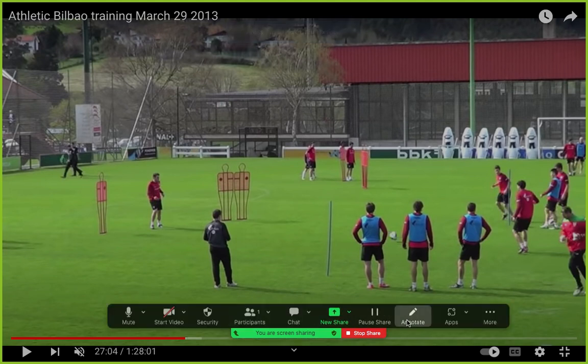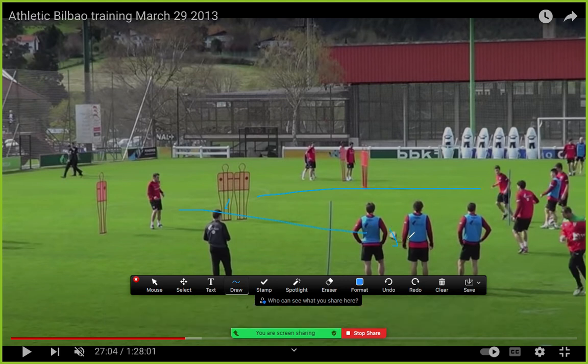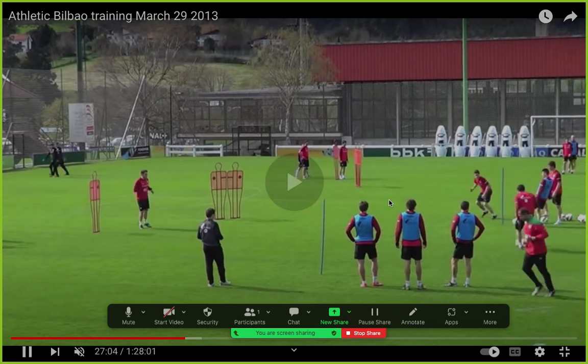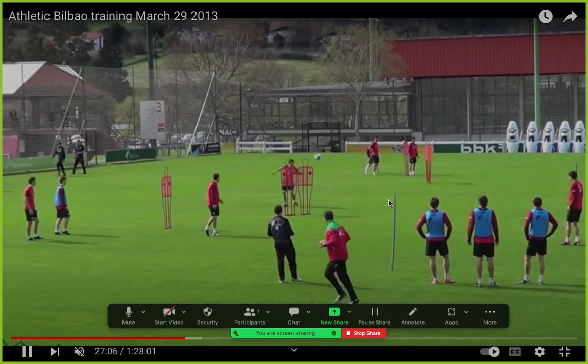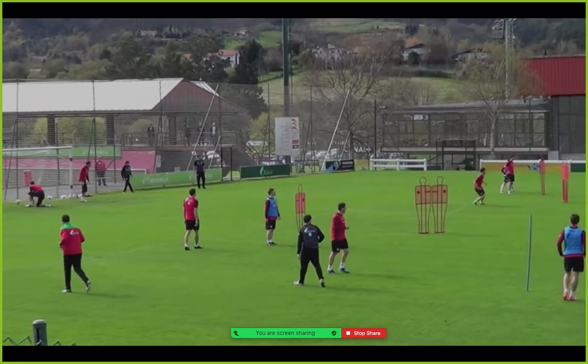Basically, what happens is this player plays to this player, and then this player lays it off to this player, who then plays this player into the space. So it's essentially just a very common third man run combination, which is one of the most dangerous actions you can make in football. So let's see how they do it. Not the best touch there, but good shot.